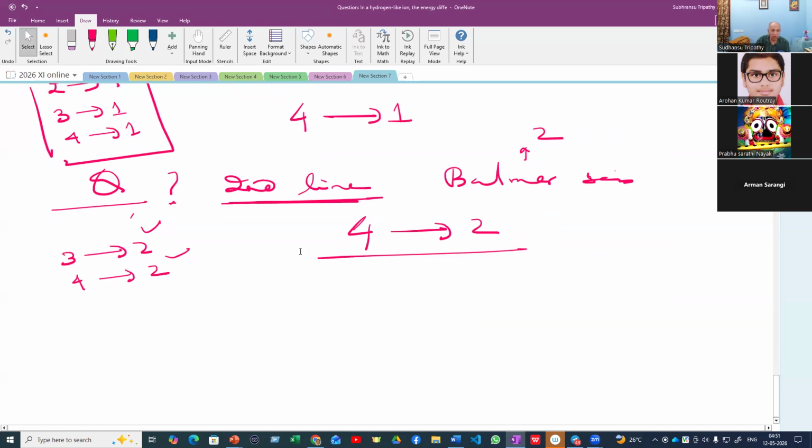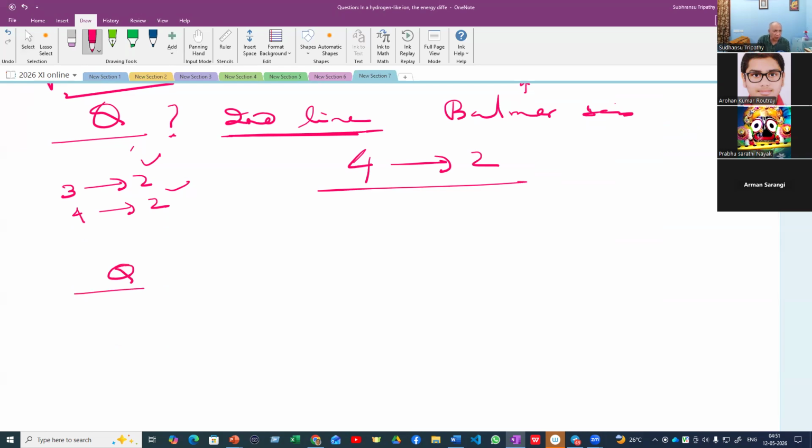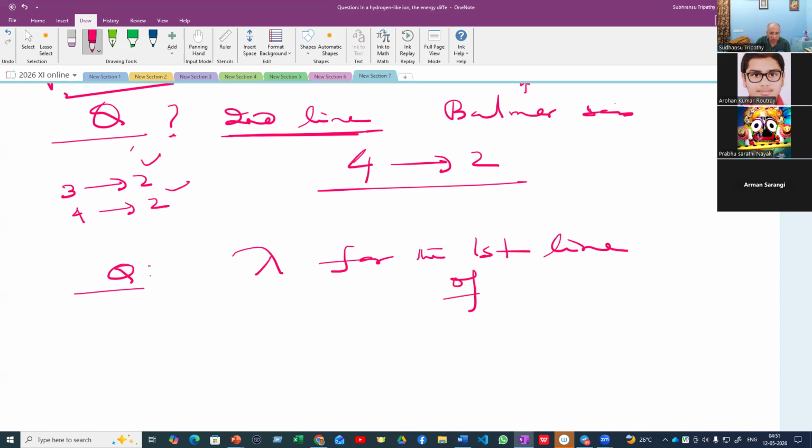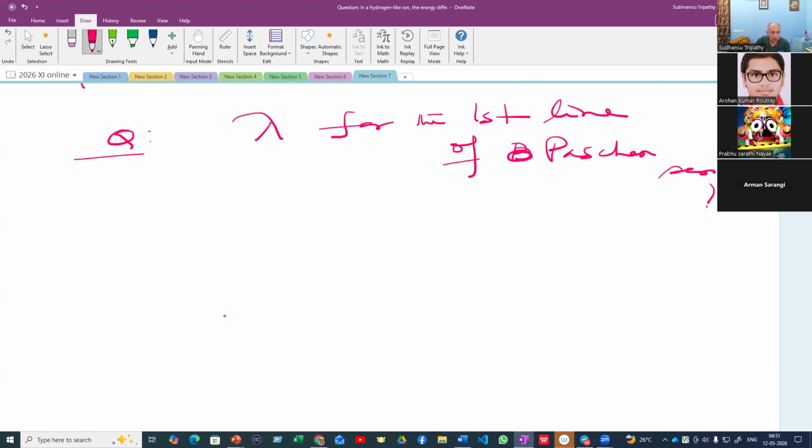Now, can you find me the lambda for the first line of Paschen series? I would have bypassed this time that I am spending now in revising the hydrogen spectrum. I would have saved time. A bit of calculation. So what is the transition for the first line?